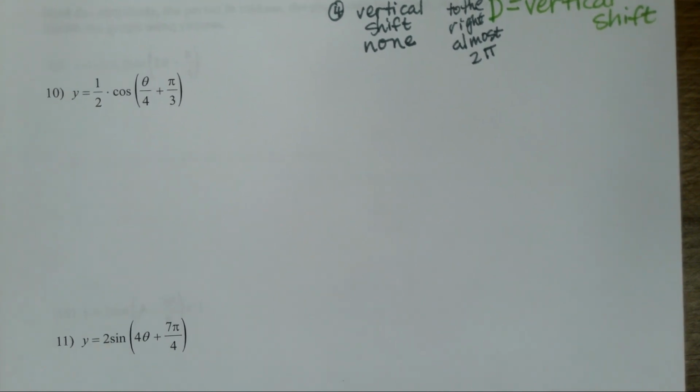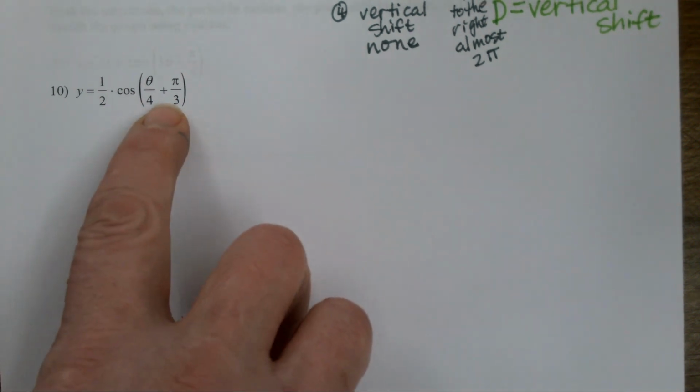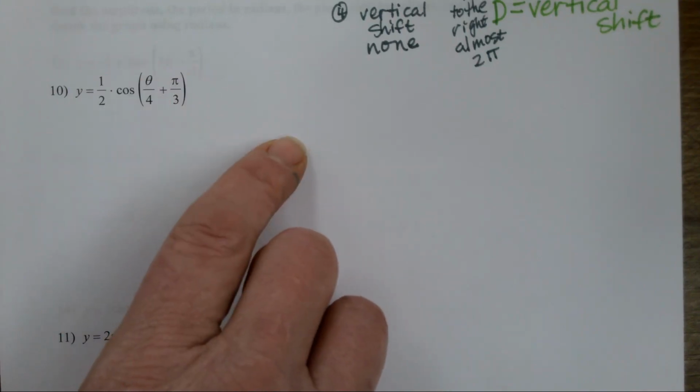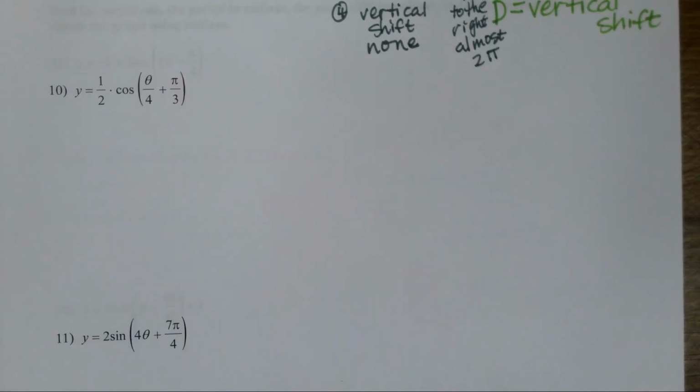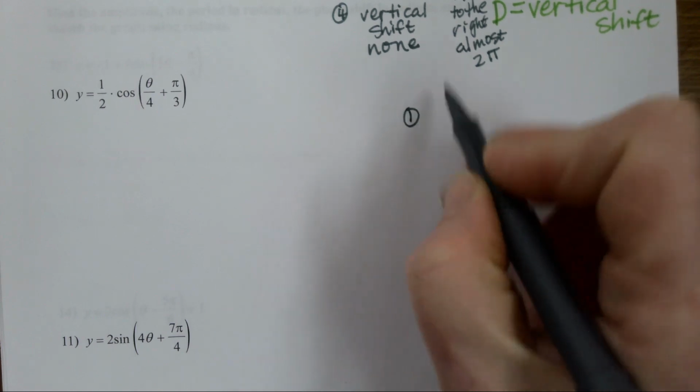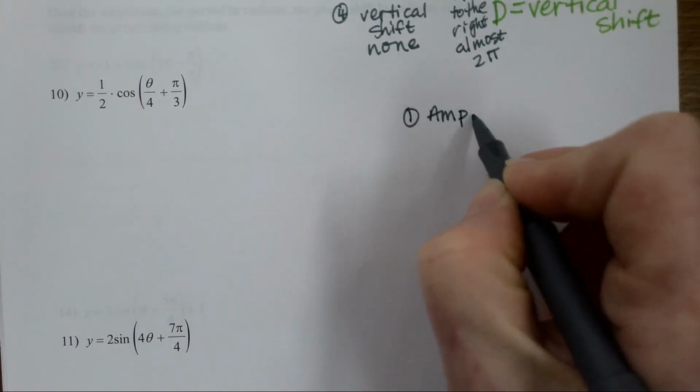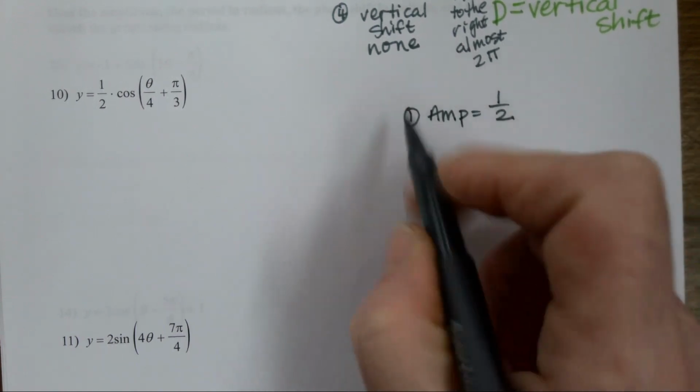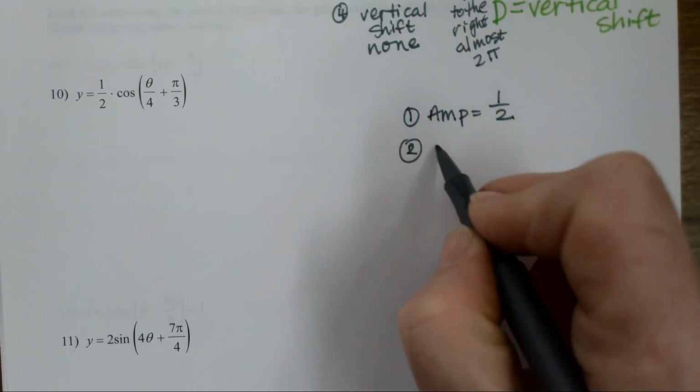This graph is going to be shifted to the left. How do I know? Yeah, because this is a plus and I'm going to subtract it and then multiply the 4 out. So just kind of keeping that in mind. But I'm going to go ahead and find my 4 pieces of information. Number 1, what's the amplitude? Number 2, what is the period?